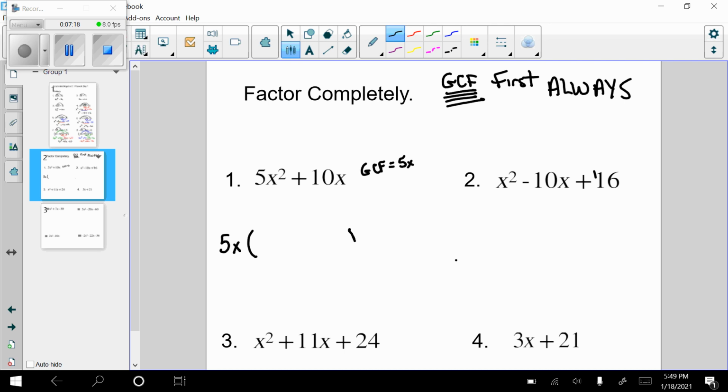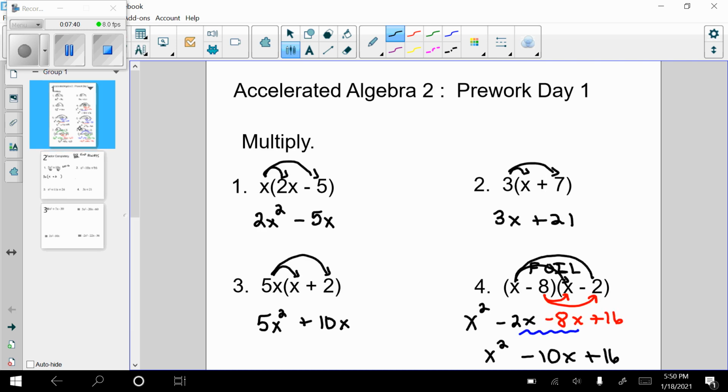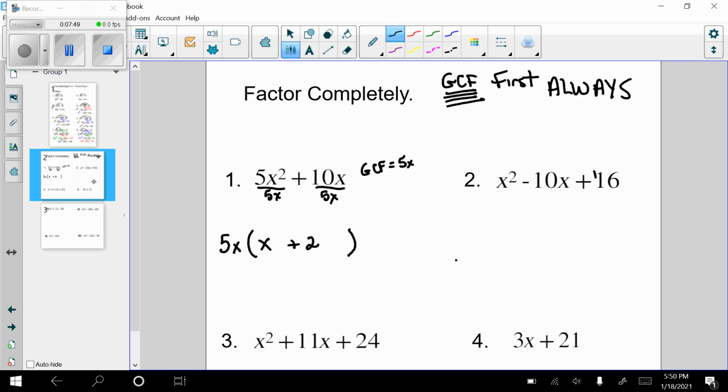So then I'm going to be left with a binomial. I'm dividing both of these by 5x. 5x squared over 5x is going to be x. And 5x goes into 10x 2 times. So if you go back to this first set of examples, that one follows number 3. So here I multiplied it, and here I factored it. So they end up to be the same thing.